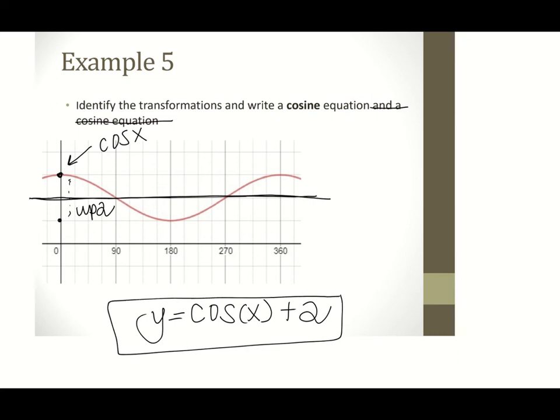So it's not always how much did it shift from 0, it's how much did it shift from its starting point. And it shifted up 2 from its starting point. So if I look at this point here on the midline, it started at 0 and went up 2 as well. I can check every single point.